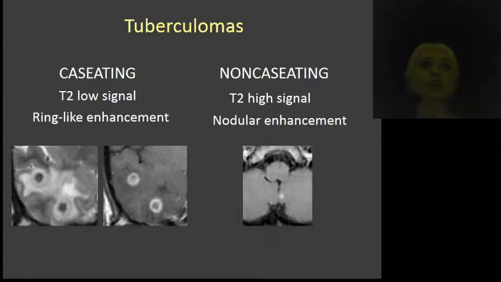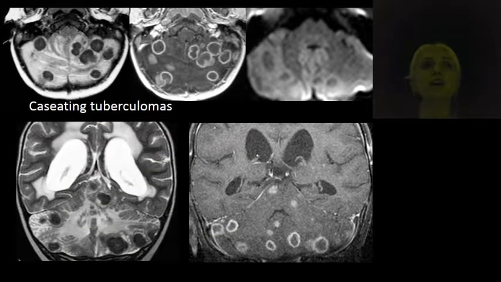Problematic ones to me are non-caseating tuberculomas because they have nodular enhancement. They can be very small and have a T2 high signal. So you see, it's difficult on sequences. This is an example of a child with multiple caseating tuberculomas in the posterior fossa. They're extremely dark on this T2, extremely dark on FLAIR, ring enhancing, and had elevated diffusion.